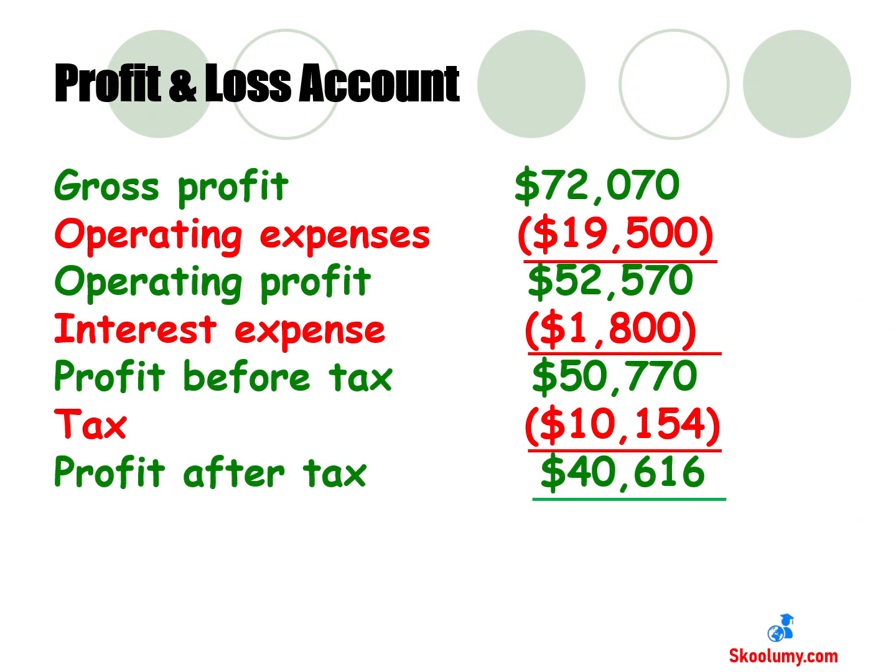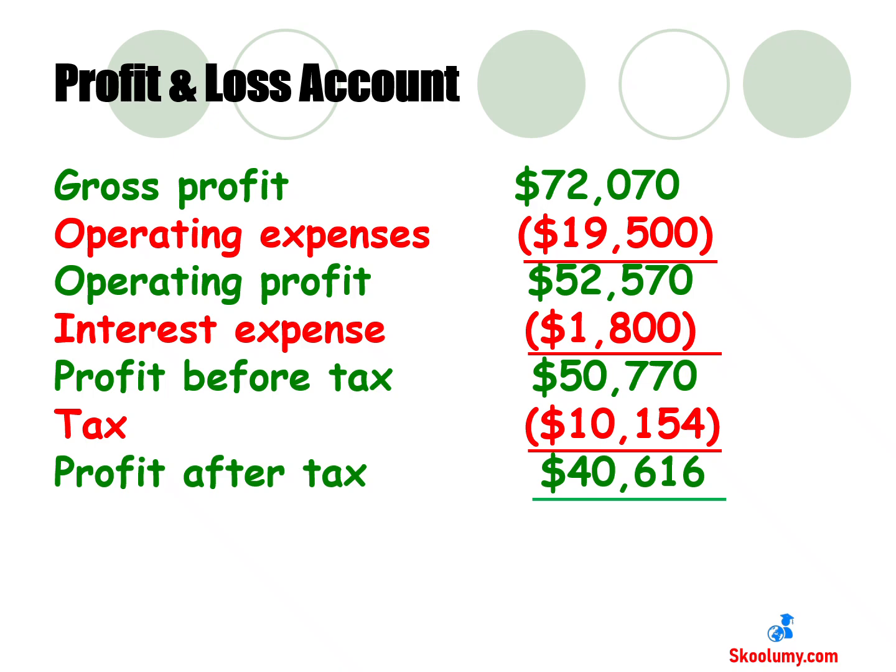The profit and loss account section. Gross profit minus operating expenses is $52,570. Operating expenses are other costs that cannot be traced to each unit of the product sold. They are also known as overheads.